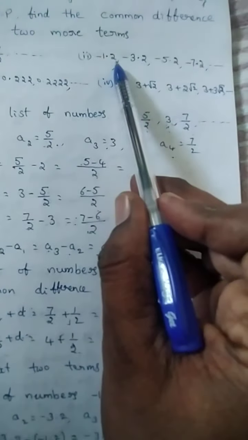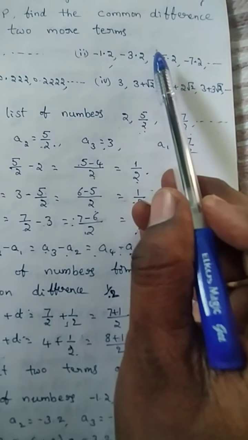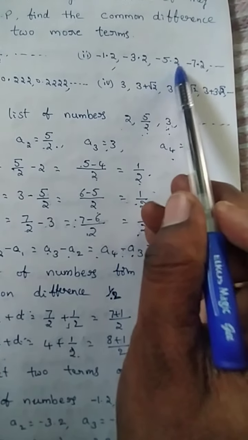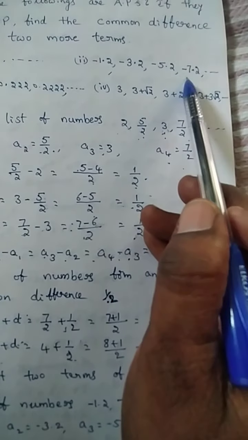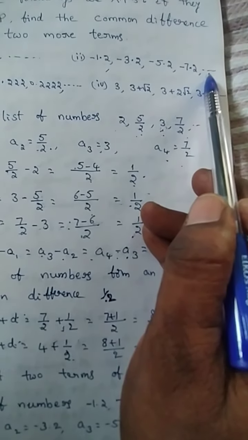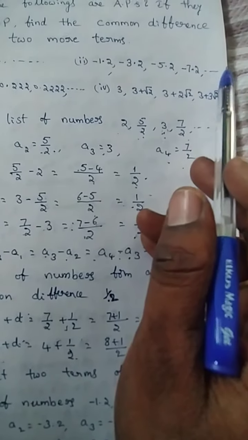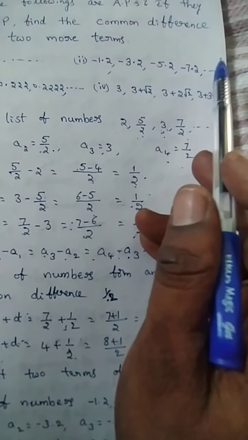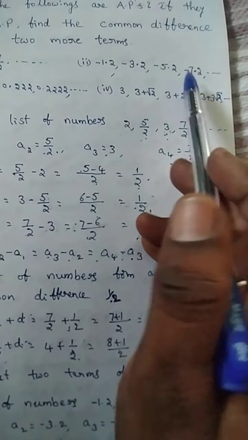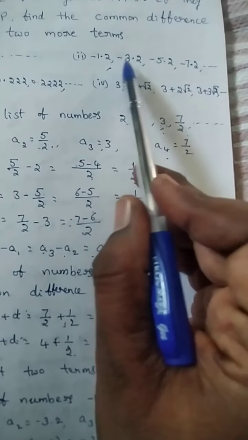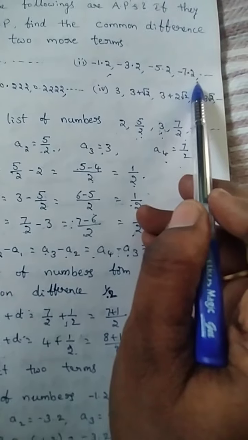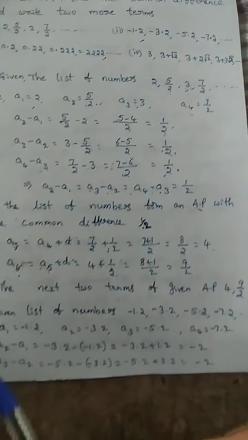Minus 1.2, minus 2, minus 3.2. Plus minus 2, minus 5.2. Plus minus 2, minus 7.2. Then minus 2 is added to this one, and you get minus 9.2. Minus 2 is added to that number, and you get minus 11.2. Then all these numbers have the common difference minus 2, so automatically they are in AP. You can follow the procedure here.